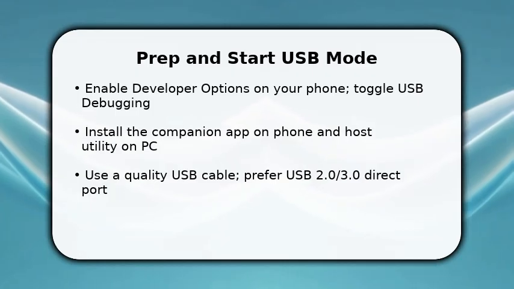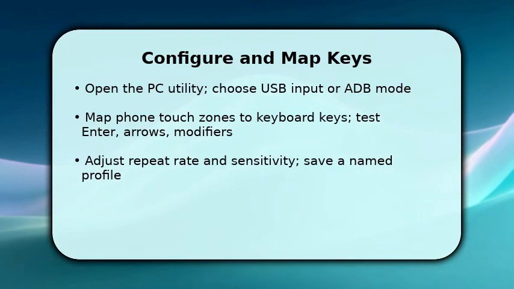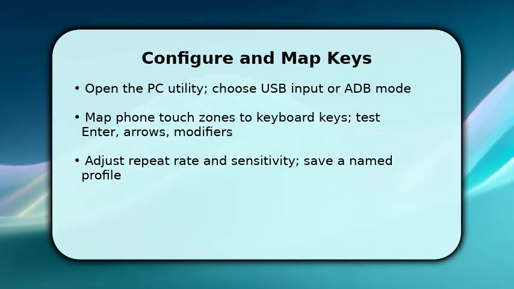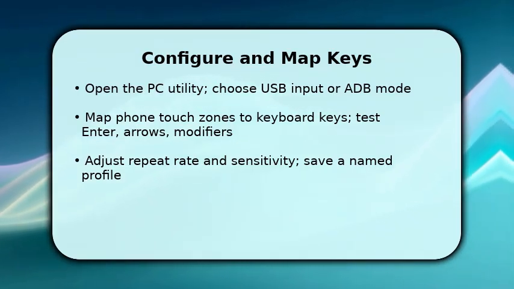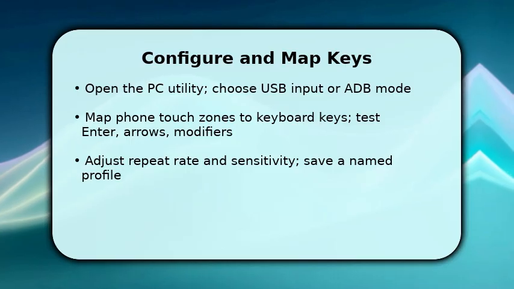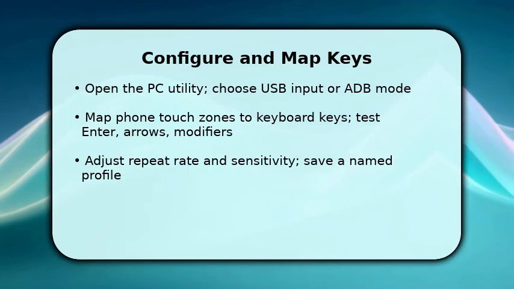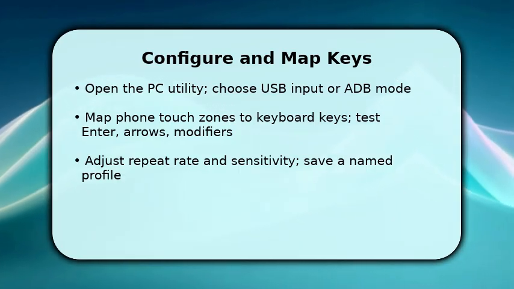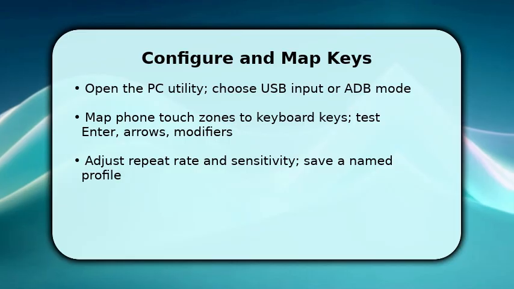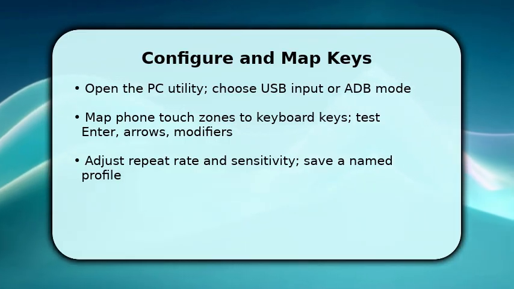Once the link is active, you configure key mapping and input behavior. Open the PC utility and select the USB or ADB input transport so the host reads events from the phone. Then map touch zones or on-screen keys to standard keyboard codes. Include Enter, arrows, Control, Alt, and modifiers, because accurate scan codes ensure applications respond correctly.